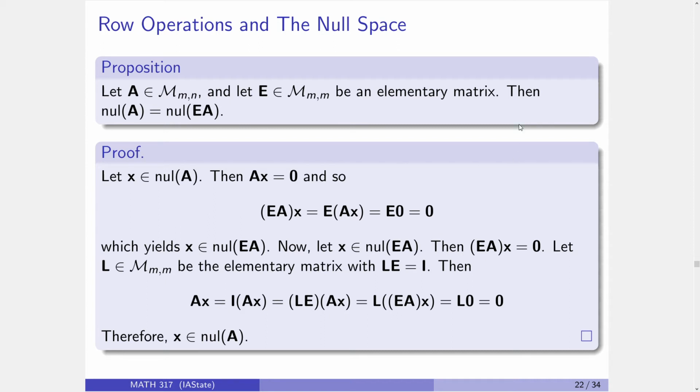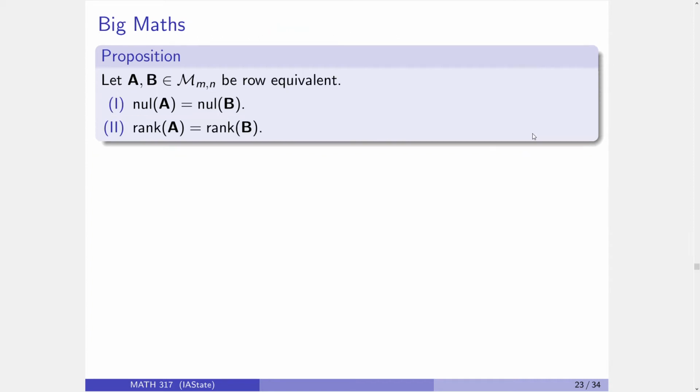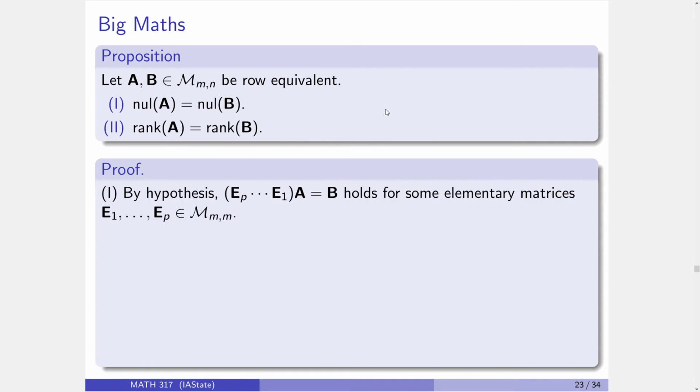So that's really nice. Because in fact now we can push that even further. If you have row equivalent matrices, then their null spaces must be the same, and furthermore, their ranks must be the same. Ooh, that's pretty exciting. Okay. So, point 2, hopefully you can kind of see will immediately pop out of point 1, but let's prove point 1 first.